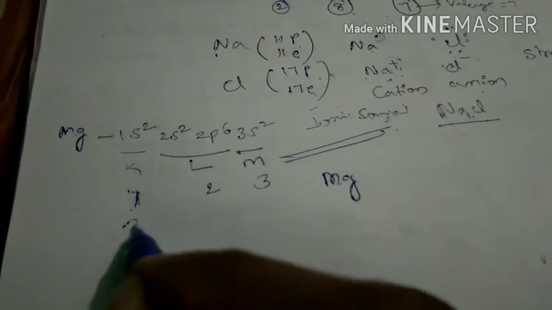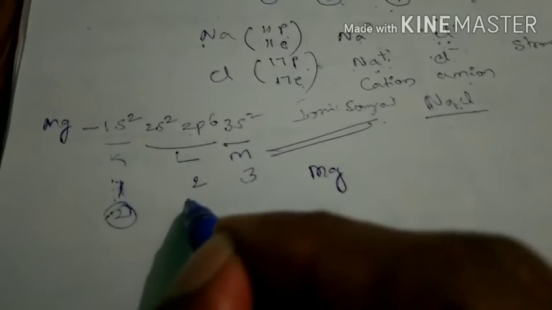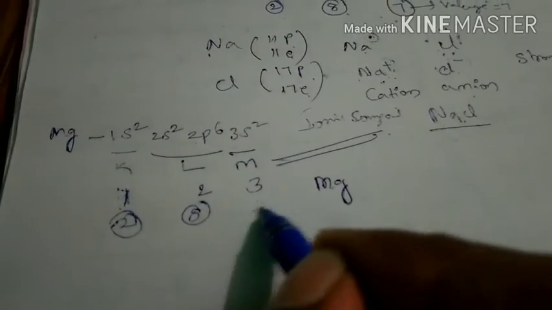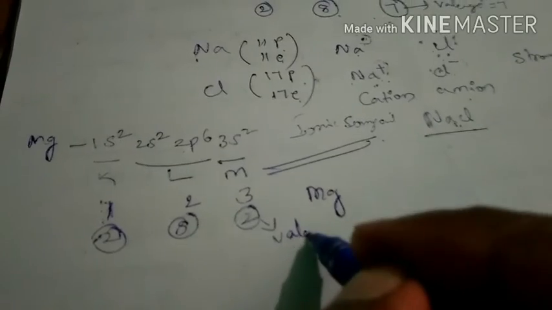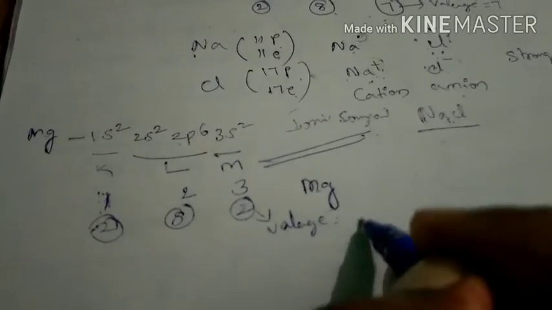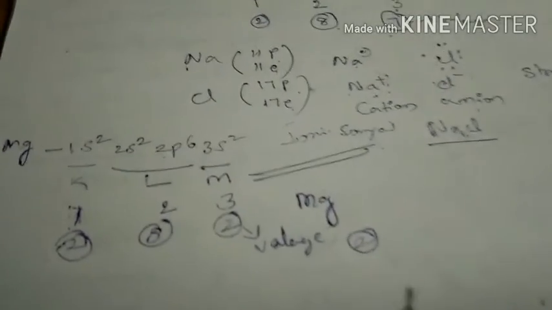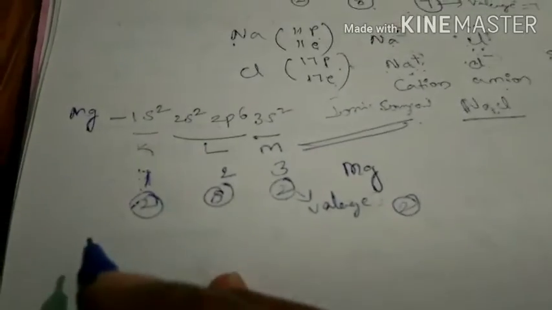K shell contains how many electrons? 2 electrons. Second shell contains 8 electrons, and the third shell contains 2 electrons. Here this is the last shell. That is why here valence electrons is how much? 2 electrons. And one more example, take chlorine.